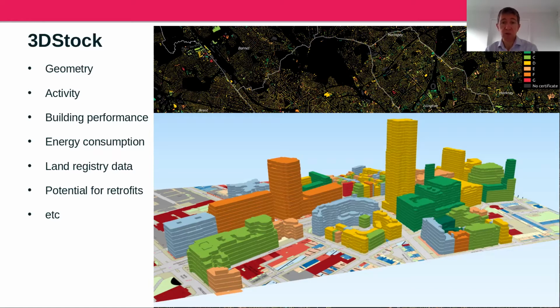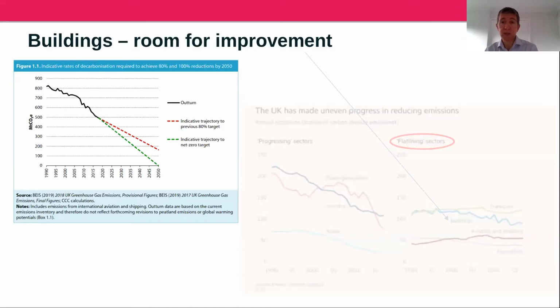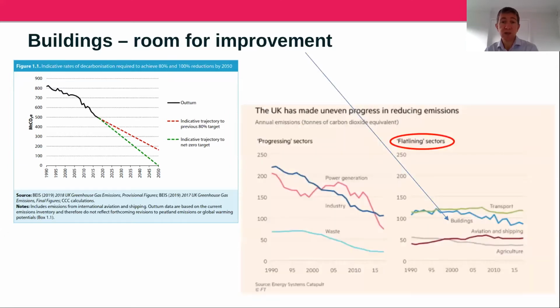And we've done this for Greater London, Sheffield, and we'd like to do a lot more towns and cities because we think that this can help to tackle the energy performance of buildings, and that is something that we need to improve if we're going to reduce greenhouse gases to net zero by 2050. There have been improvements over recent decades, but this rate of improvement is nowhere near as rapid as it needs to be. And in the chart on the right, some people have recently classified it as a flatlining sector.